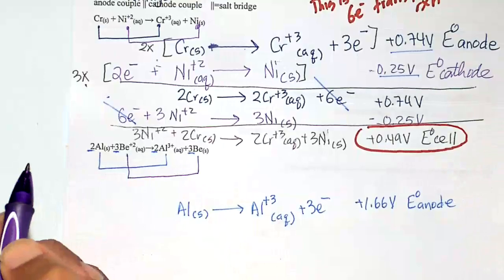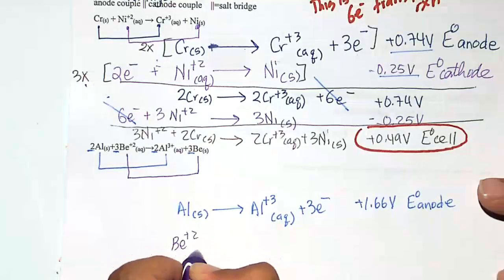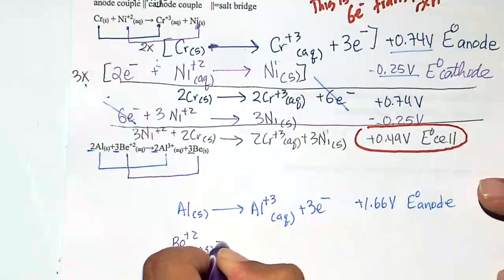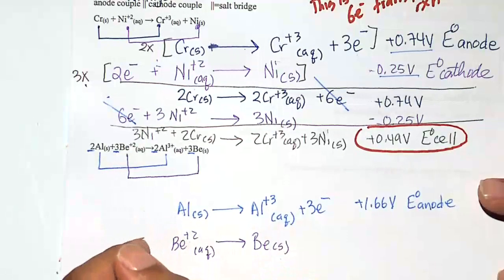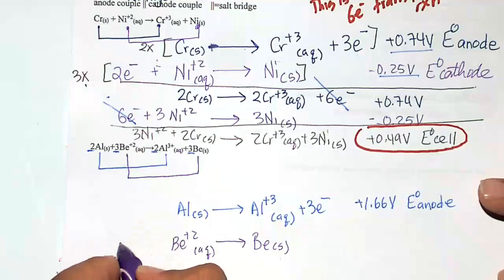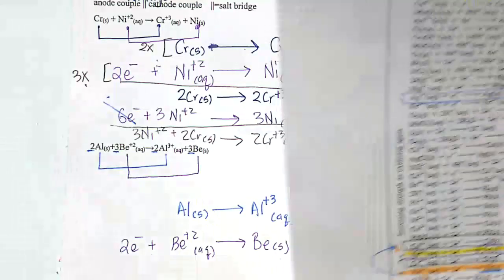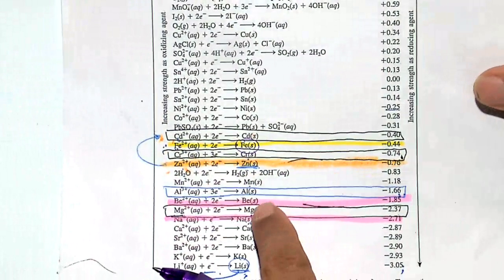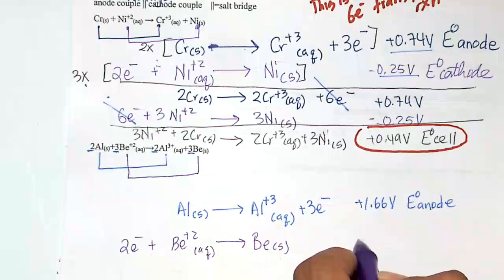We have Be plus 2 goes to Be solid. How many electrons and where? 2 electrons on the reactant side. And what is beryllium plus 2e minus goes to beryllium solid? I see it right here. I'm getting negative 1.85 volts. This is the cathode.